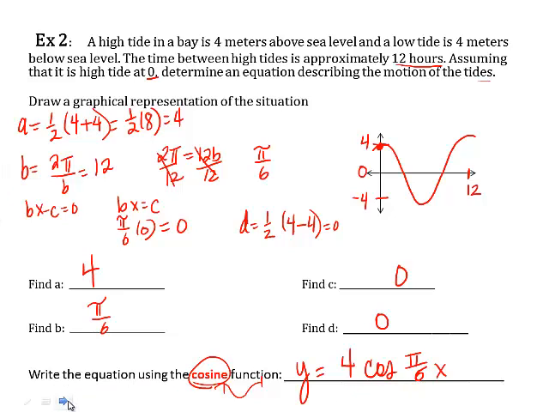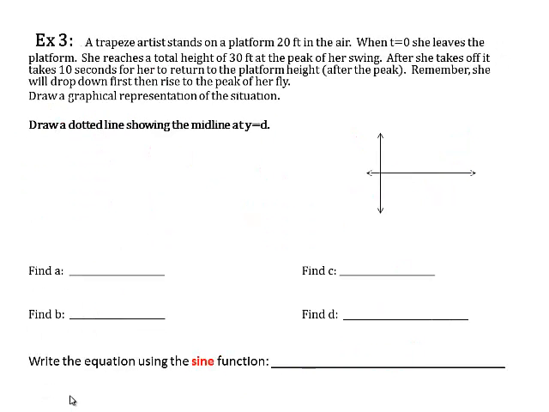Alright, let's try one more. A trapeze artist stands on a platform 20 feet in the air. When time is 0, she leaves the platform. So she's at a platform right here, 20 feet in the air.